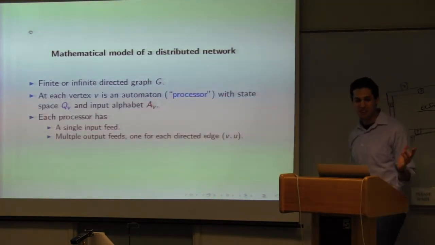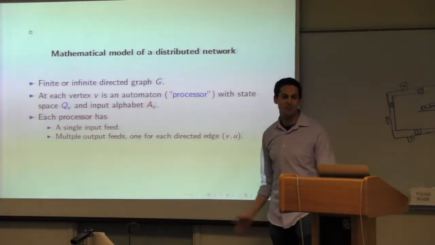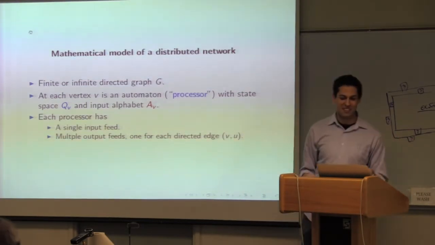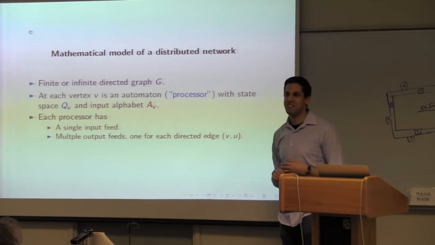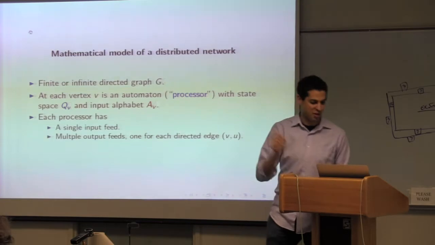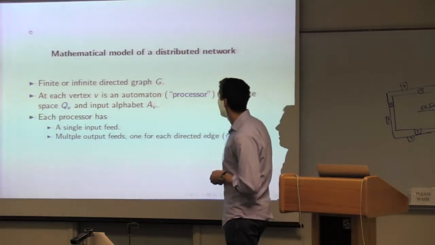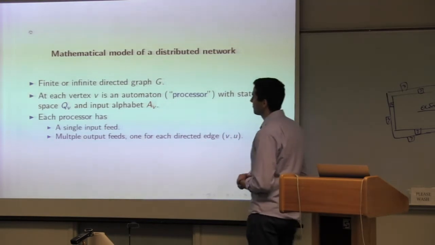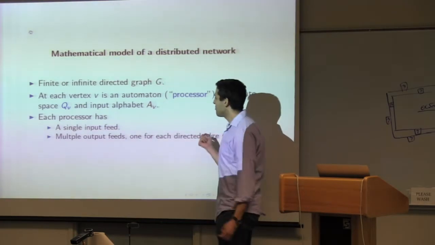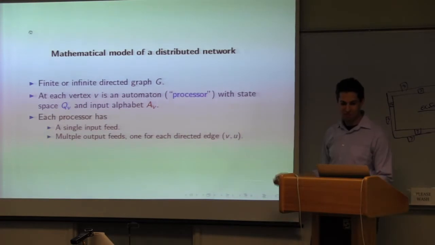Okay, so what is an Abelian network? We're going to work on a directed graph G, which could be finite or infinite. Z2 or Zd, like we considered in the first part of the talk, you can view as a directed graph where each edge of the lattice has a directed edge in both directions. And at each vertex, we're going to have an automaton with some state space and some alphabet. Each of these automata will have one input feed and multiple output feeds. So each edge will have an output feed.